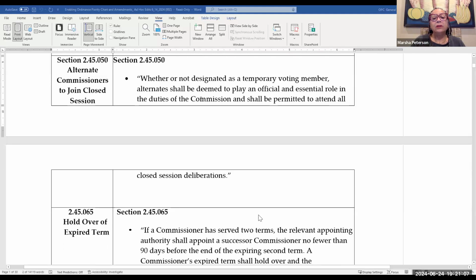Should we put something about voting, to make it clear that they're not there for voting, but for continuity of information? Should we put that in there to make it clear, or is this clear enough? Whether or not designated as a temporary voting member, alternates shall be deemed to play an official and essential role in the duties of the commission and shall be permitted to attend all closed session deliberations, comma, to ensure continuity of information.